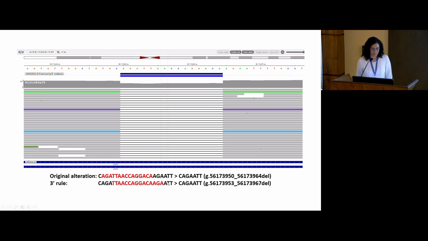But if we look at this entire sequence, there is another segment more 3' to the original deleted sequence, which gives the same final result. If this particular segment is deleted, it also leads to CAGAATT, which is the same as the final sequence in the upper example. Hence, by the 3' rule, we say that this 3'-most segment is the deleted sequence and not the one being shown in IGV. So the coordinates now shift 3'.